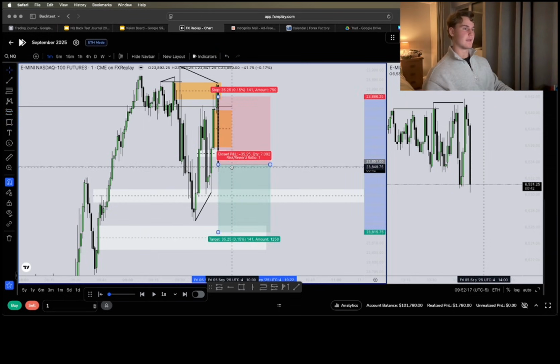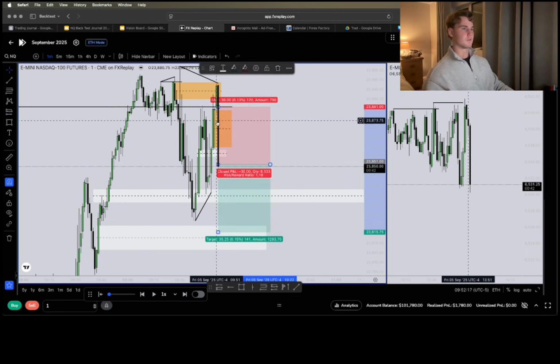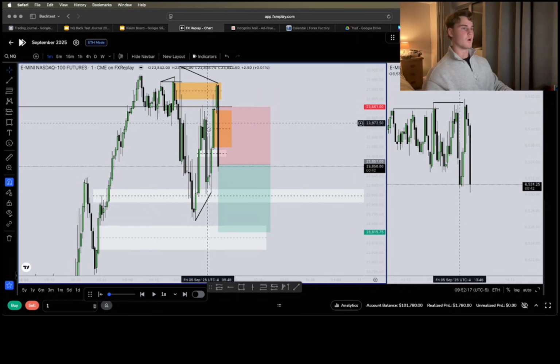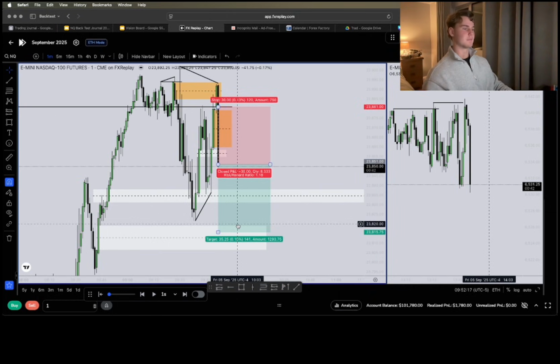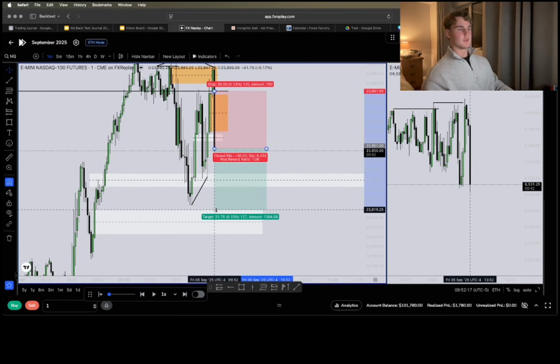I'm going to be entering there. This is a bit of a late entry, so I'm going to put my stop loss just above this unopened CB. Why? It gives price room to rebalance and then displace, and then I can target this internal low here. I could target the BISI here, to be fair.